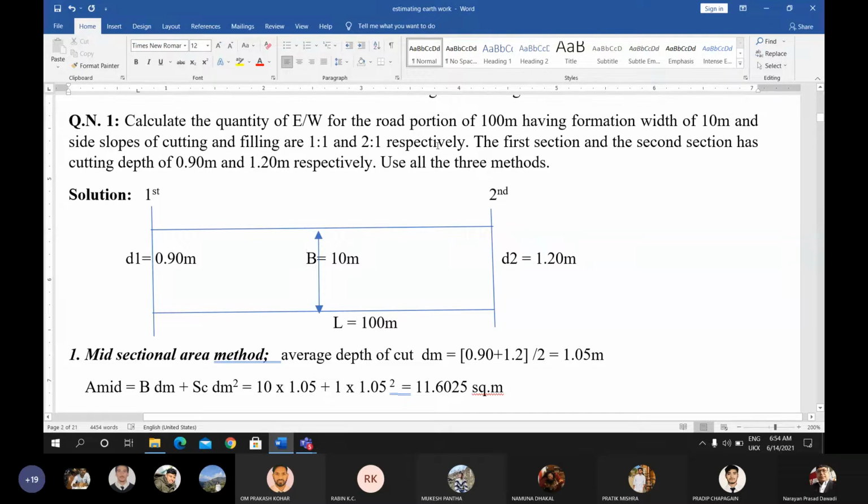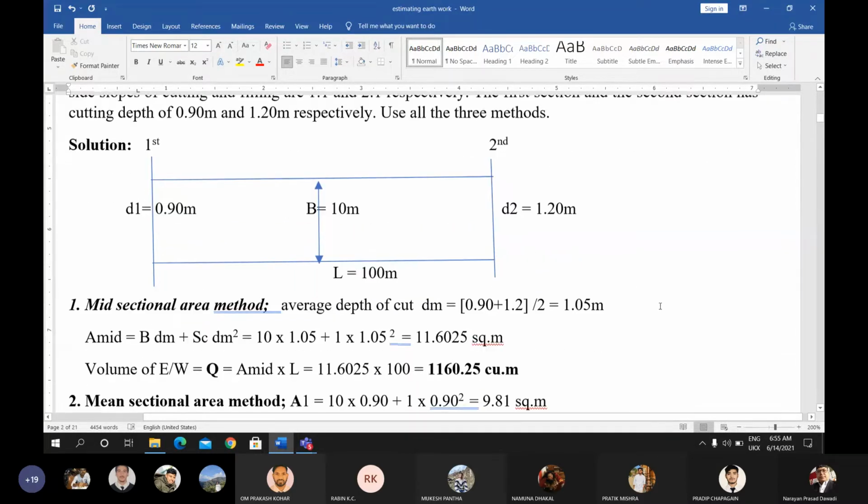According to this question, I have drawn the plan, the first section and the second section. For the first section, depth of cutting is given as D1 as 0.90 meter, and for the second section, the depth of cutting is given as 1.20 meter. Both of them are the cutting, so for cutting, you can take the average depth.